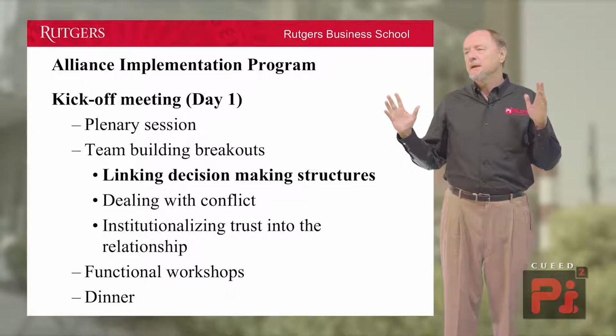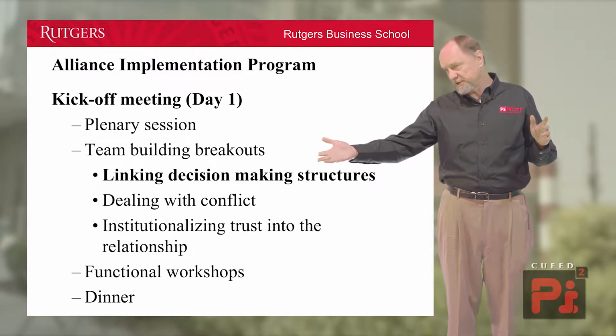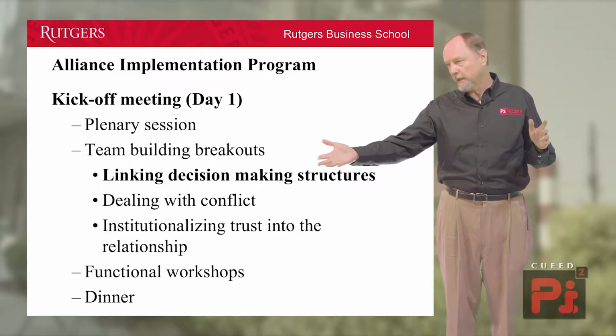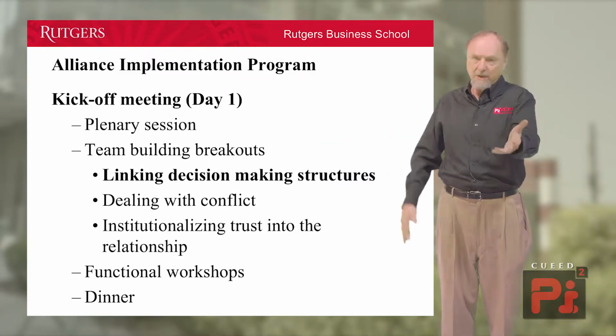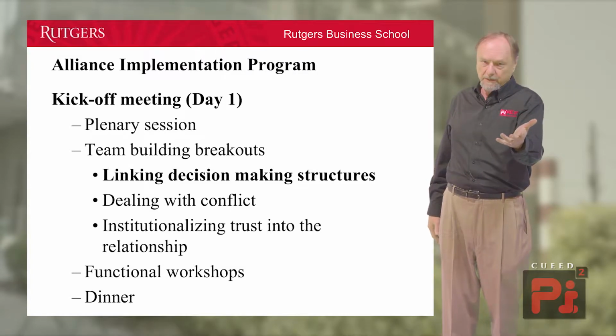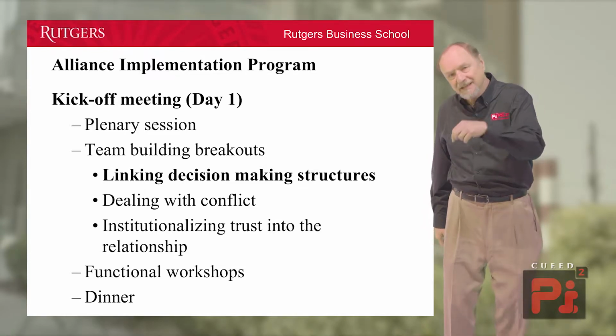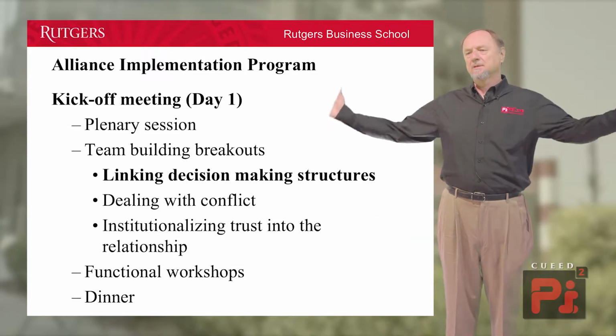It's called linking decision-making structures. Here's the issue. Inside your organization, you have a decision-making structure. It works great. Inside my organization, I have a decision-making structure. It works great. The only thing I can assure you is that they don't look a thing alike. And that leads to conflict, right?